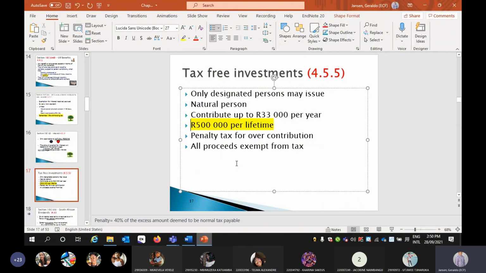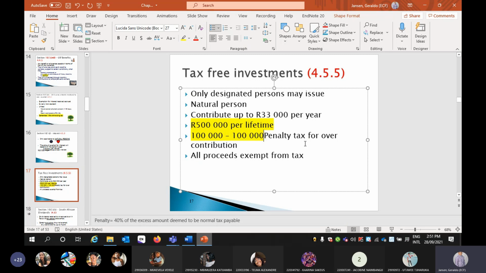Now, what do we mean with that? Because this is normally where students struggle. What I'm trying to tell you is, let's say you have invested 100,000 this year in a tax-free investment. Then I ask you, what is the amount that will be exempted? In that year, you can deduct the full 100,000. Why? Because you haven't exceeded your lifetime yet. So in that year, the full 100,000 will be exempted.